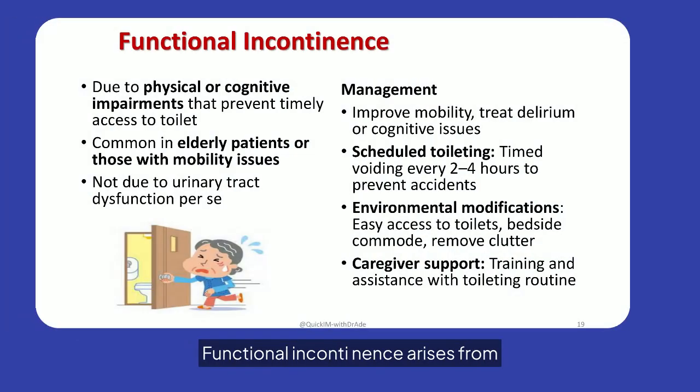Functional incontinence arises from physical or cognitive impairments. Management focuses on improving mobility, scheduled toileting, environmental modifications, and caregiver support to prevent accidents.